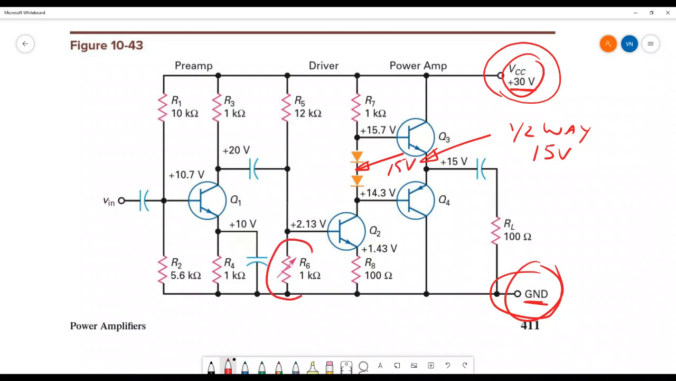Now there's a resistor in here, R6, which is a variable resistor, and it's put in here so that you can dial this resistor back and forth, and then you can dial in 15 volts at the point between the diodes, and then you will get 15 volts on the output.